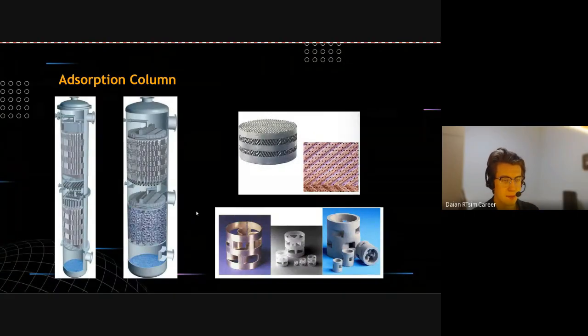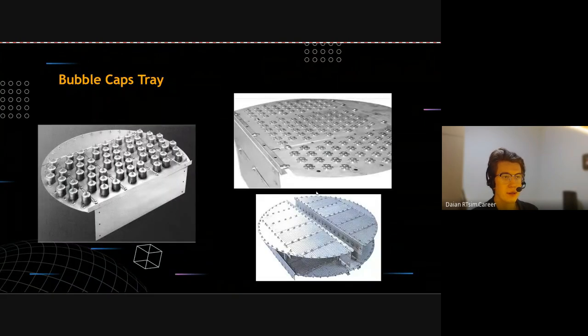plates, and there are a few special plates with a tray, and these plates with a bubble cup tray help us make separation, absorption processes. We can say one flow and two flow trays.